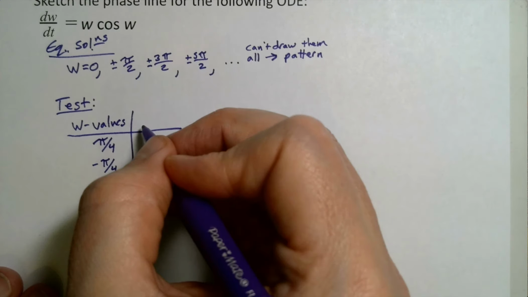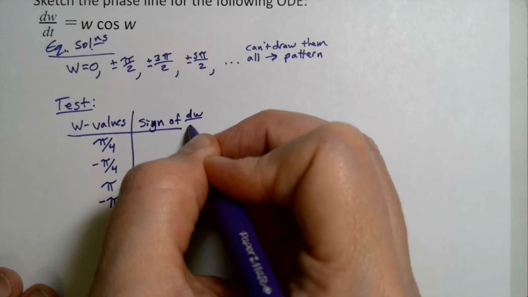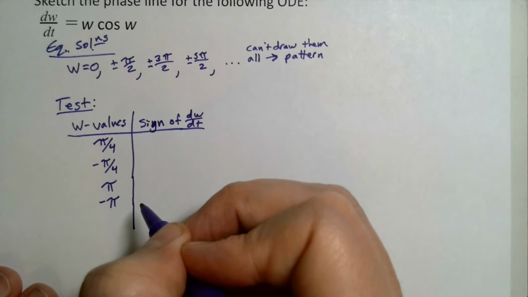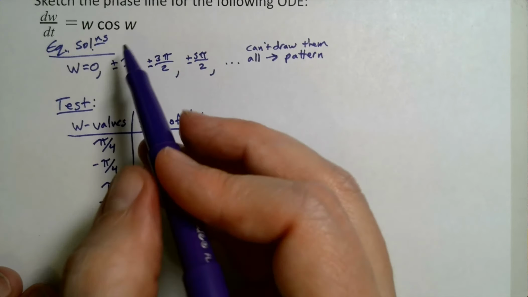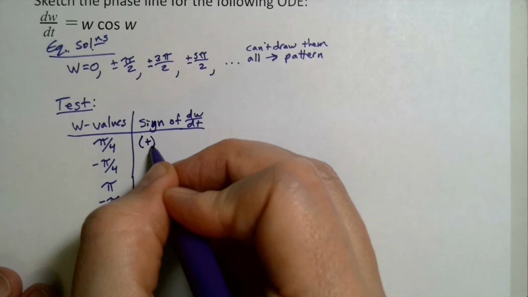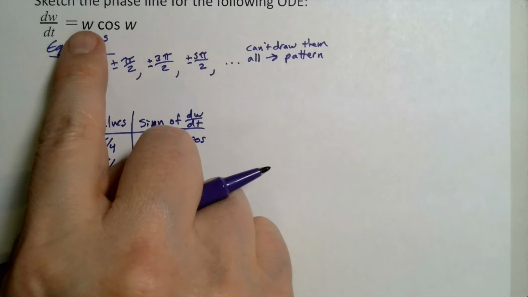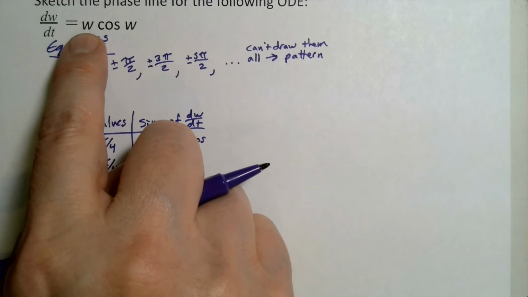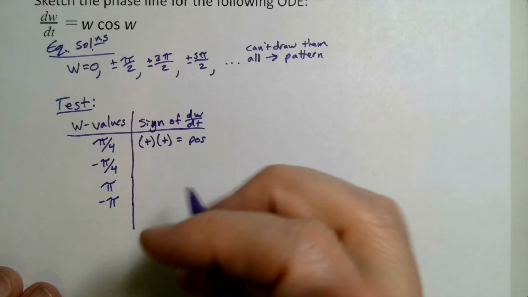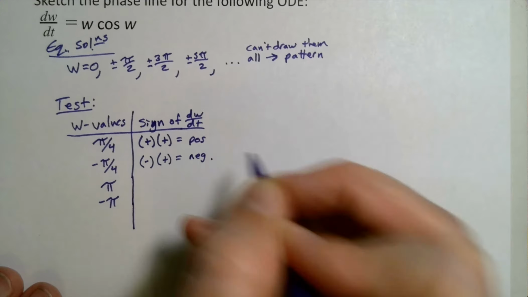And so all I'm going to do over here is write the sign of dW/dt. For the first couple, we'll go ahead and fill these in. The first couple are pretty easy. Pi over 4: cosine of pi over 4 is positive, and pi over 4 itself is positive. So that would be a positive times a positive, which means it's positive. For negative pi over 4, if we plug it into our original differential equation, it would be negative here, but cosine of negative pi over 4 is positive. So it's going to be negative times a positive, which gives me negative.